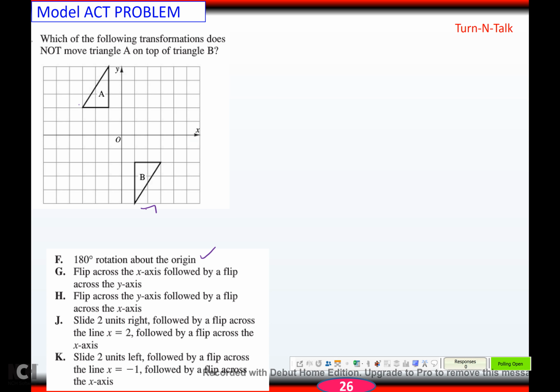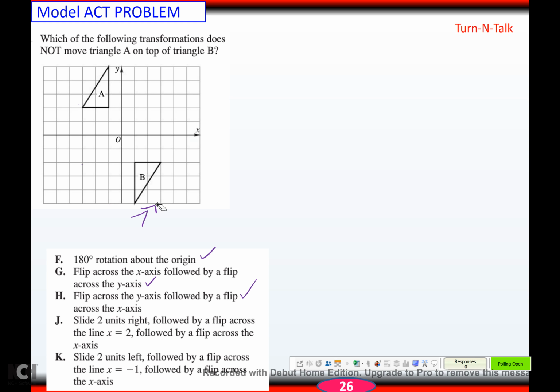G says flip across the x-axis followed by a flip across the y-axis. If you flipped down, it would be here, and I can't draw to save my life. And then if you flipped across the x-axis, that would draw B. So yes, that would. H, flip across the y followed by a flip across the x. Well, that's going to do the exact same thing, just in the opposite order. So that would redraw it.